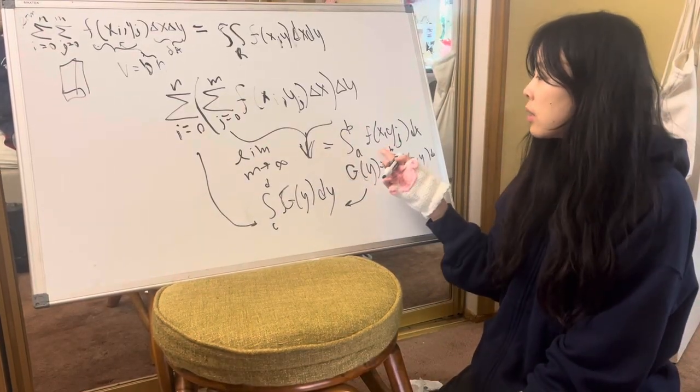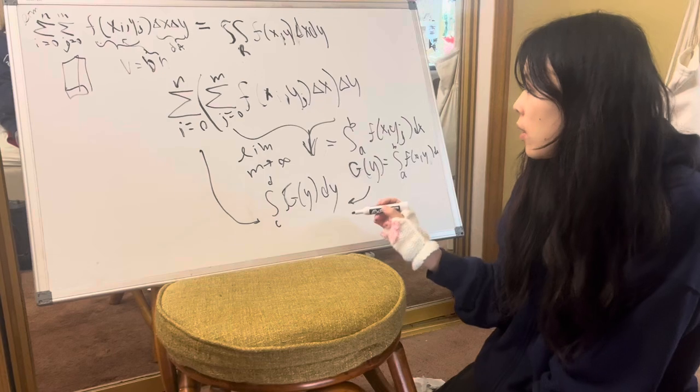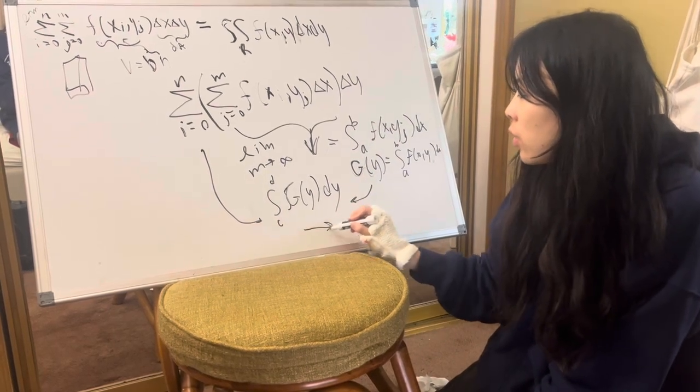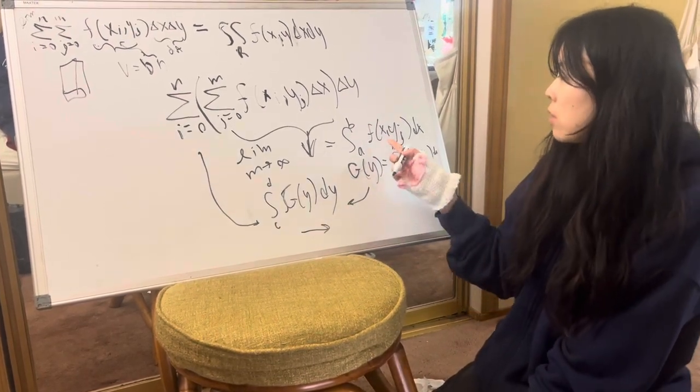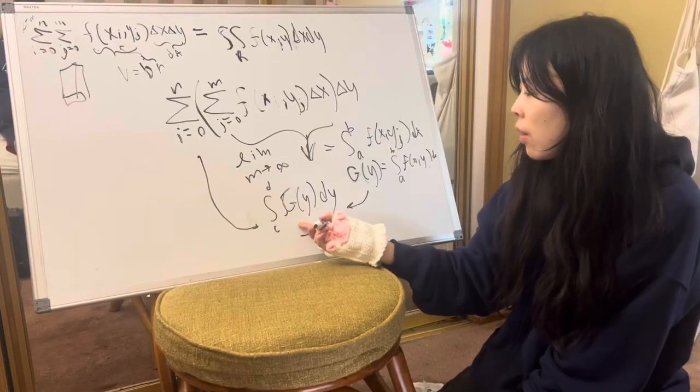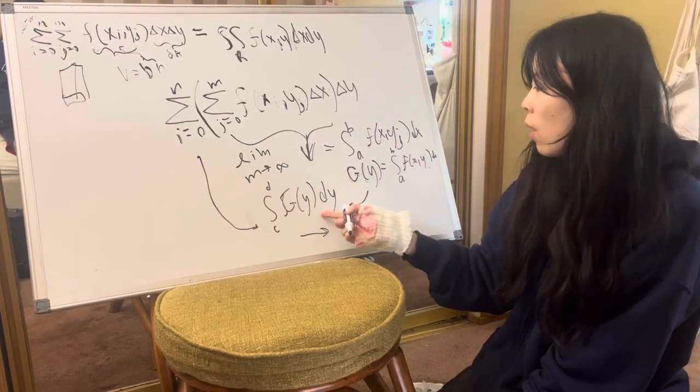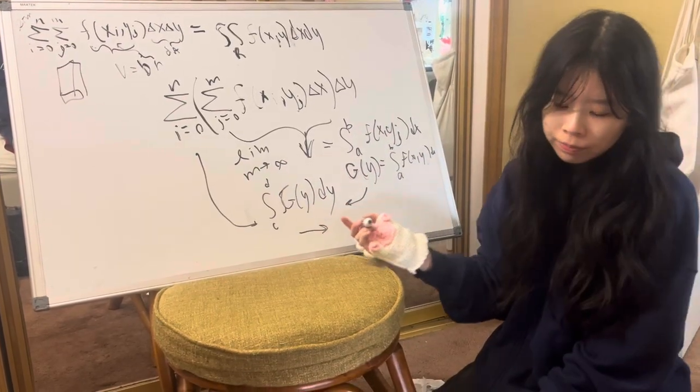Now if we plug this integral back into here, we can prove that we can evaluate the double integral by first evaluating the inside and then evaluating the outside, because this will give a function of y for a three-variable function.